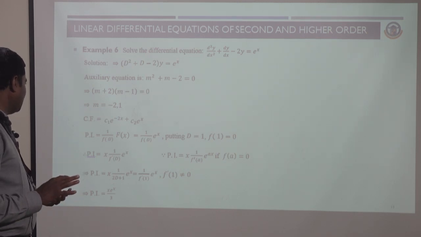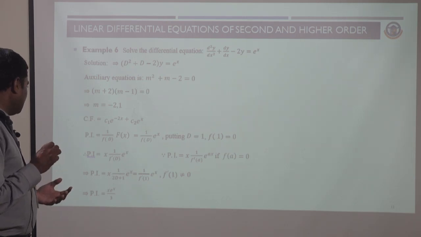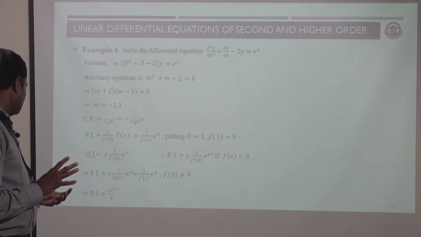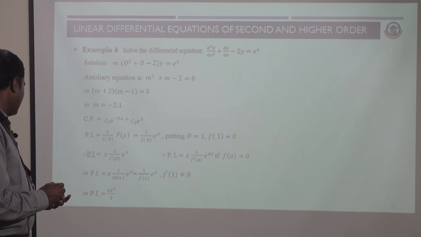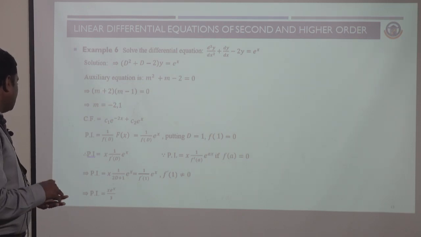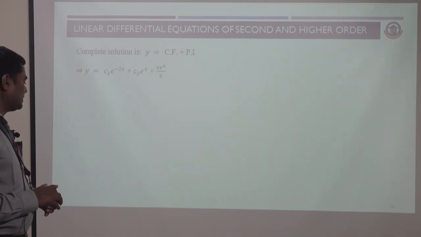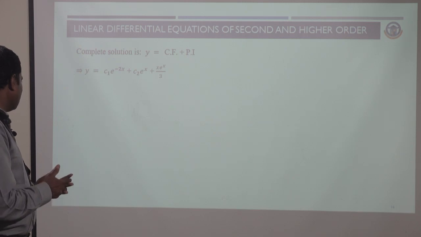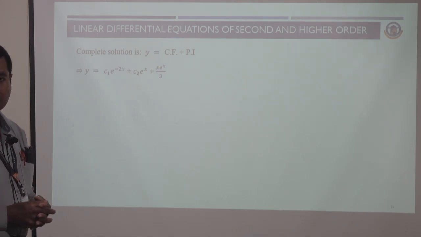So we get 2D plus 1. Once again we substitute D is equal to 1, and we get the denominator 3. So the corresponding particular integral is x e power x divided by 3. Therefore we can write the complete solution: y is equal to complementary function plus particular integral. So y is equal to c1 e power minus 2x plus c2 e power x plus x e power x divided by 3.